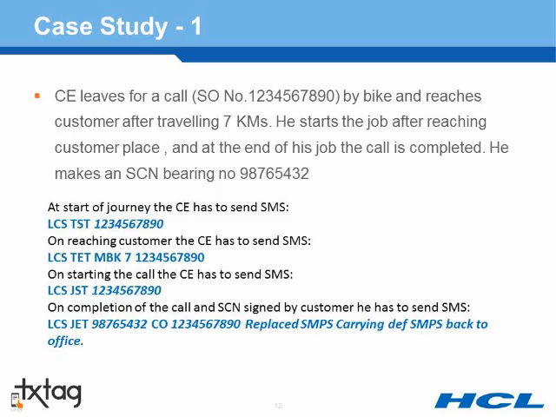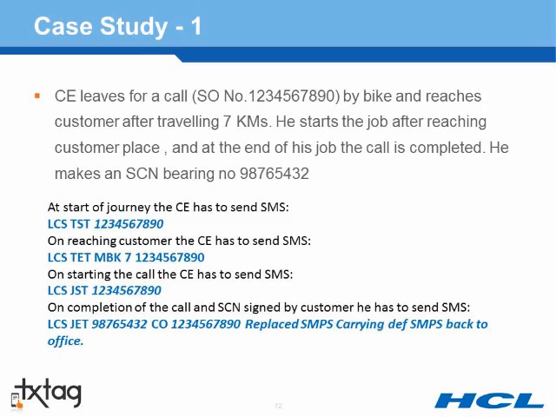And then after completing the call, you have to send one more SMS: LCS space JET, job end time. The SCN number you made is 98765432, so you write that number. The call is completed. Okay, call is completed. CO means call is completed. There is nothing pending at the customer place.